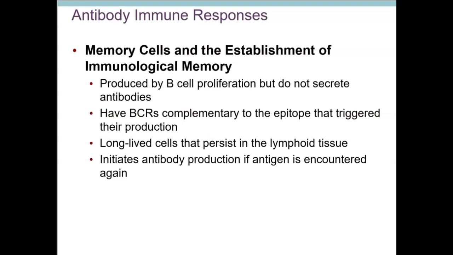The memory cells we get here are also produced by B cell proliferation. They don't make antibodies though. They have the genes for it, and when they produce cells that will make antibodies, the antibodies will be the same as that original B cell. So they have the complementary B cell receptor, and the same epitope that triggered their production will be what they respond to. When that antigen is encountered, going through fluids or through a lymph node, this memory cell will wake up and go through proliferation again.